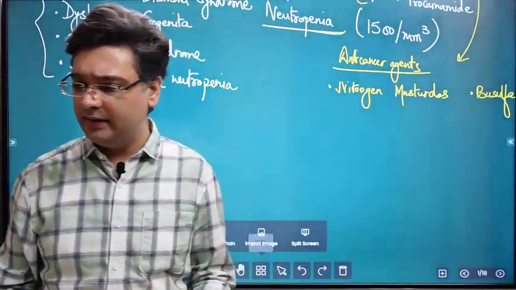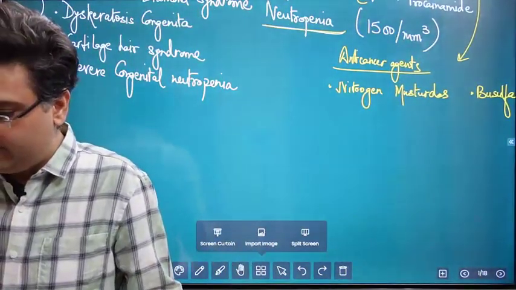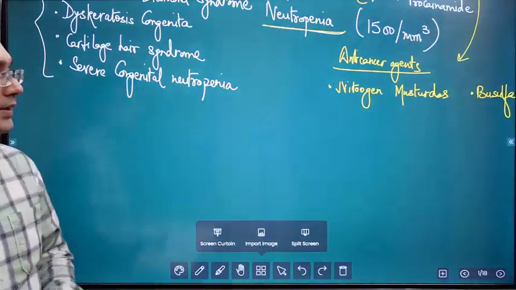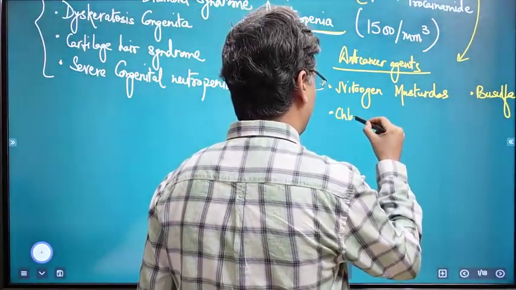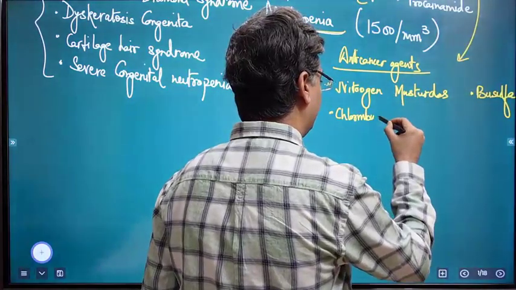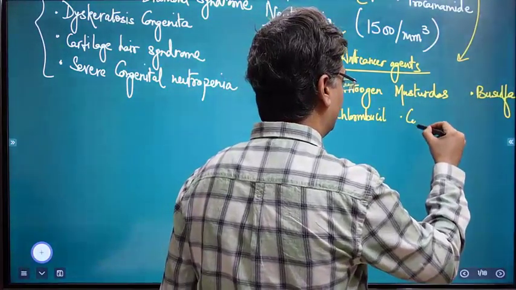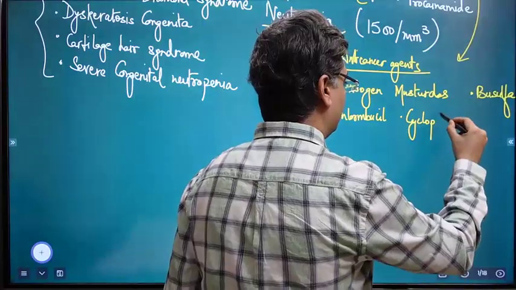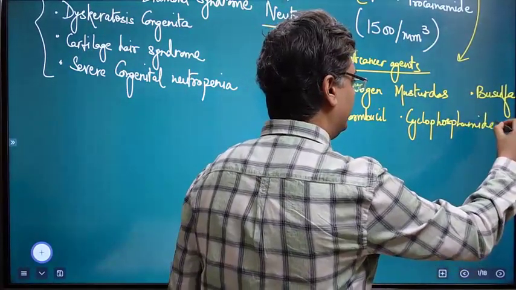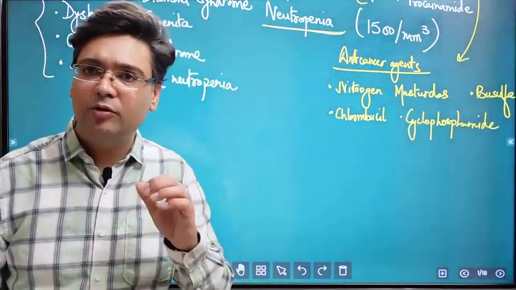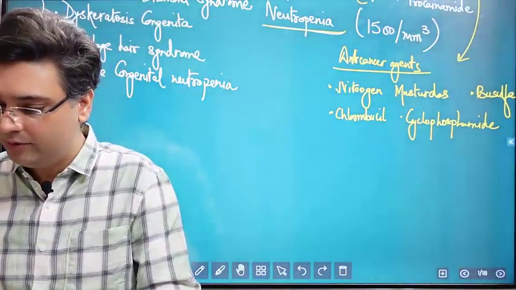Okay, what else is here? Then we can have chlorambucil and cyclophosphamide. So these are the anti-cancer agents which can also suppress the neutrophil counts.